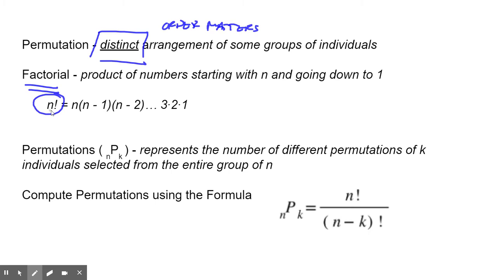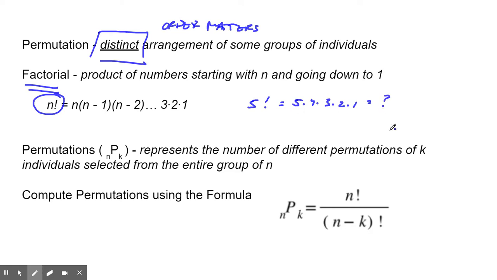This is the symbol for factorial, the exclamation point. It's the product of numbers starting with the number that you have in front of the exclamation point, and it goes all the way down to 1. So n times n minus 1 times n minus 2, all the way down to 3 times 2 times 1, right? So if it were 5 factorial, it'd be 5 times 4 times 3 times 2 times 1, whatever that is.